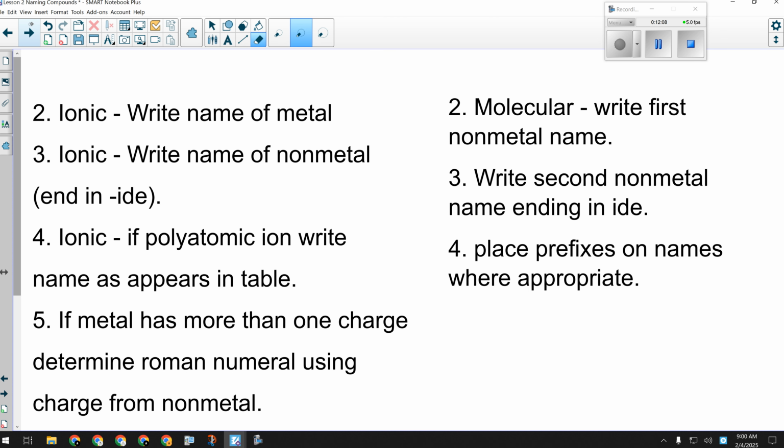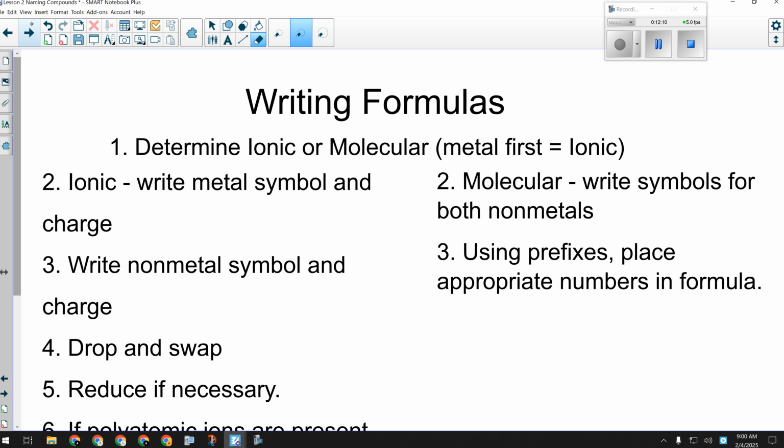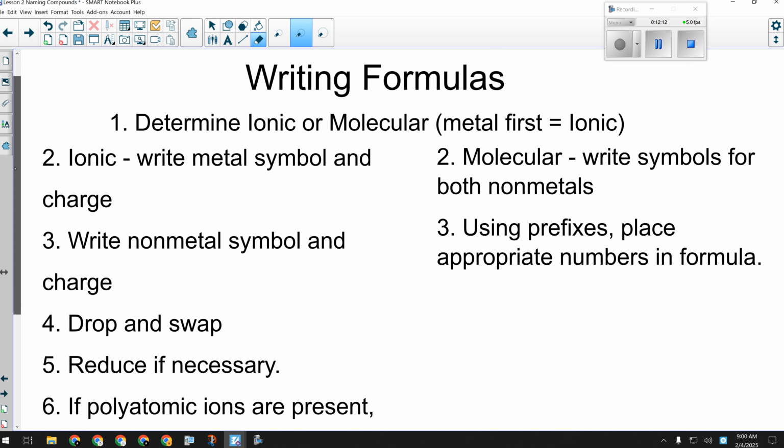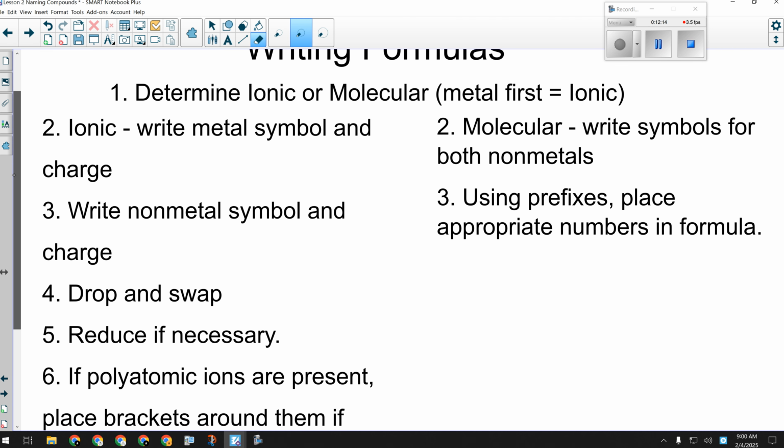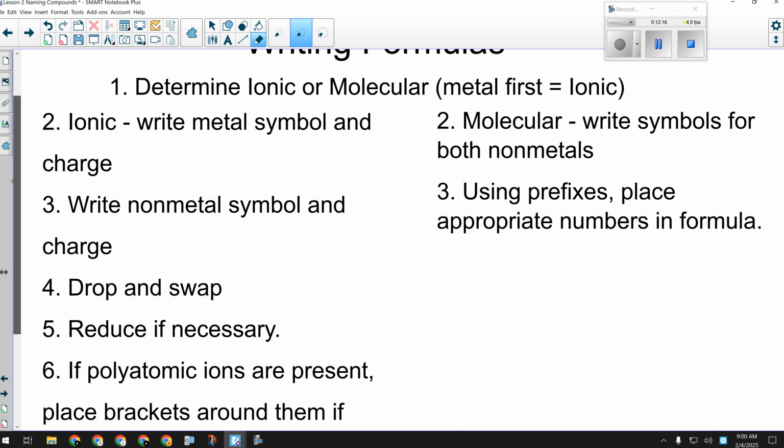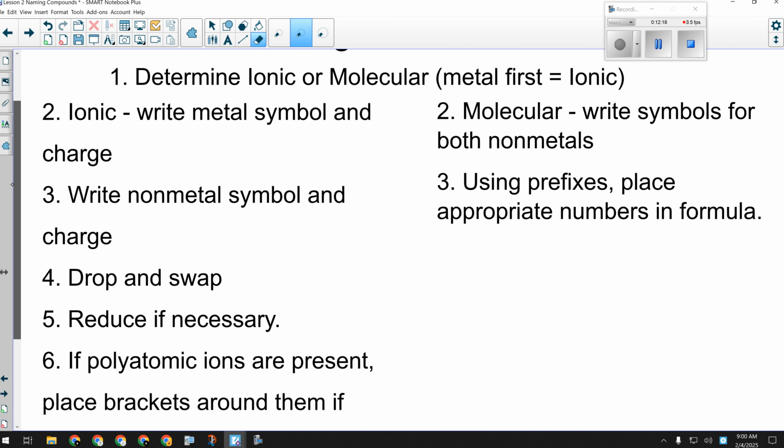Okay. And then for writing the formulas, the instructions are similar. First, you have to determine if it's ionic or molecular. If you determine that it's ionic, you write the metal symbol in charge, the nonmetal symbol in charge, drop and swap, reduce if necessary, and if there are polyatomic ions, and it's appropriate to do so, put brackets around them. And then for molecular, write the symbols, and using the prefixes, put in the numbers. Probably a lot easier going from name to formula.